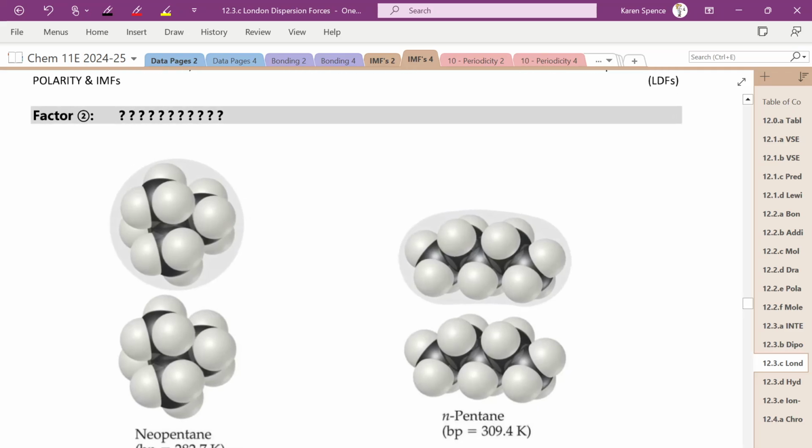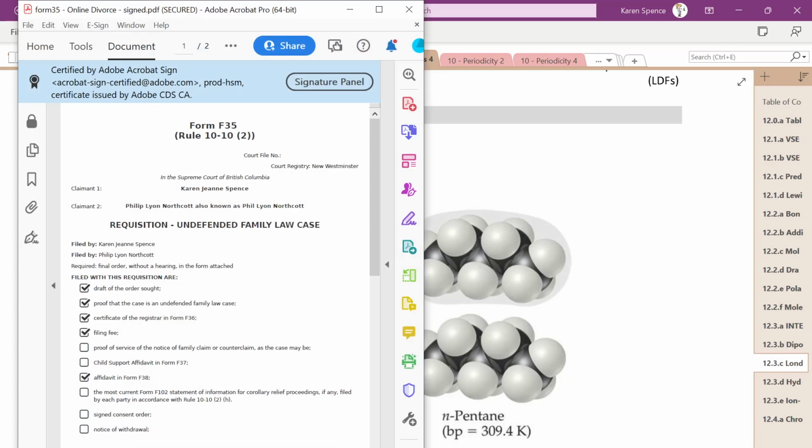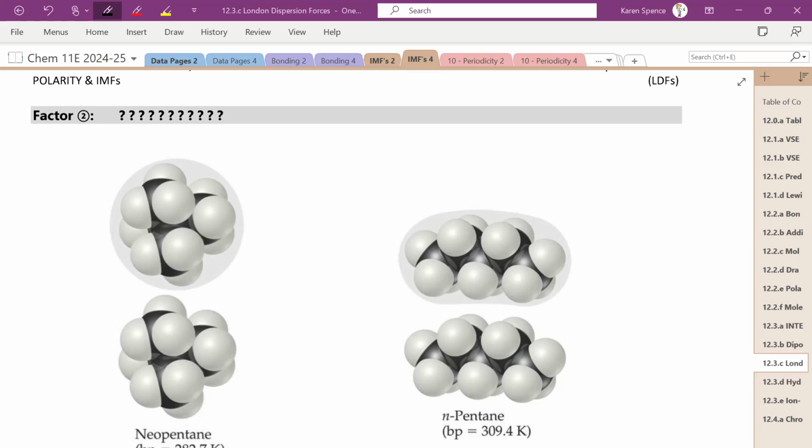So we have neopentane. Pentane is C5H12. Neopentane looks like this.